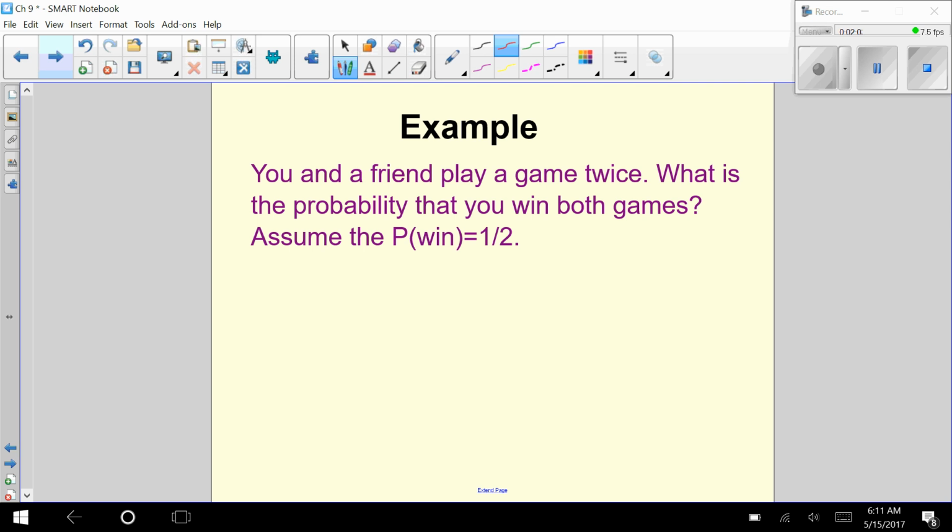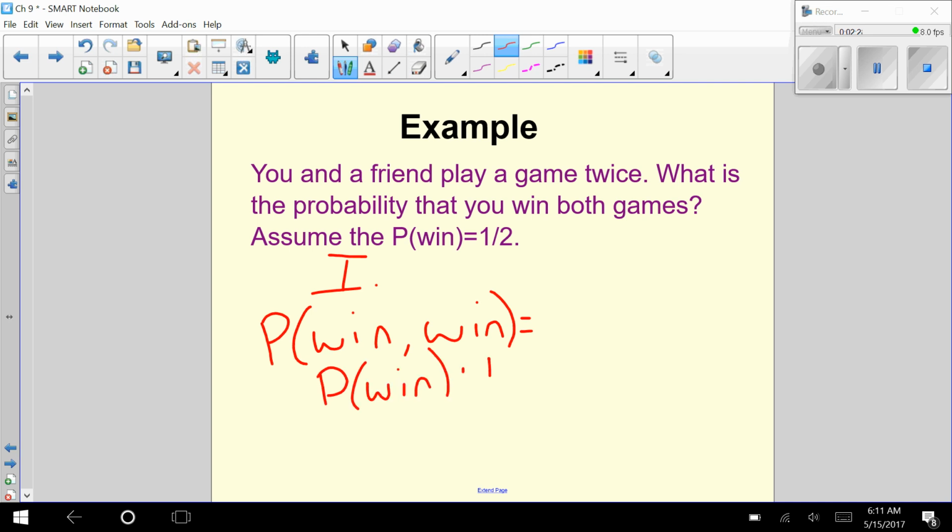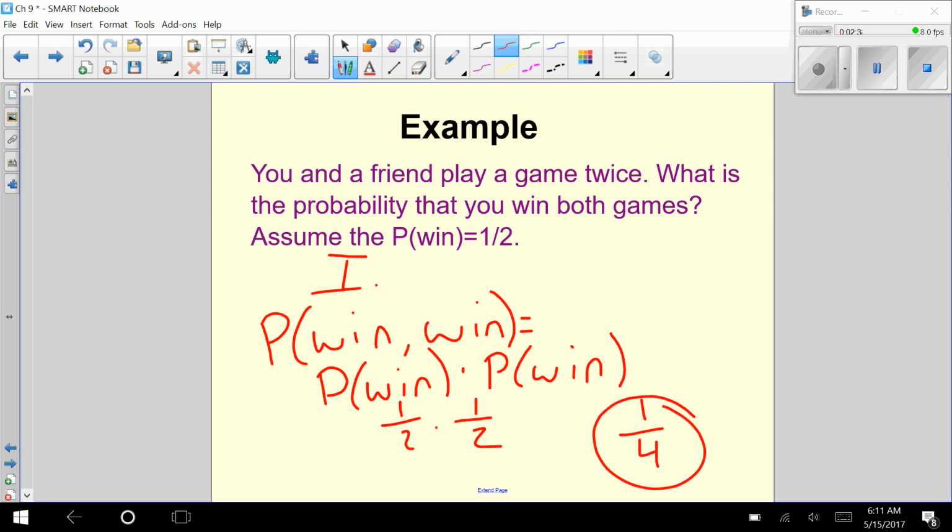So, you and a friend play a game twice. What is the probability that you win both games, assuming that the probability of winning is a half? So first, are these events independent or dependent? They are independent events because the first game does not affect the probability of the second game. The probability of winning and then winning, we just take our two probabilities and multiply them. So we'll take the probability of a win times the probability of a win. Well, we know the probability of winning is 1/2 and 1/2. So 1/2 times 1/2 gives us a probability of 1/4.